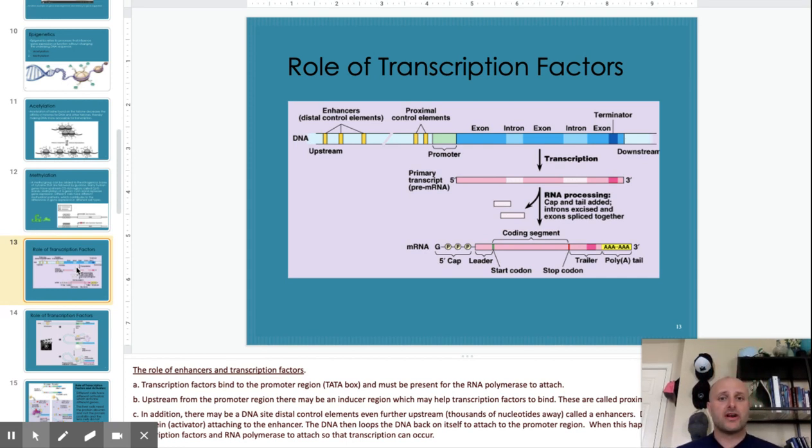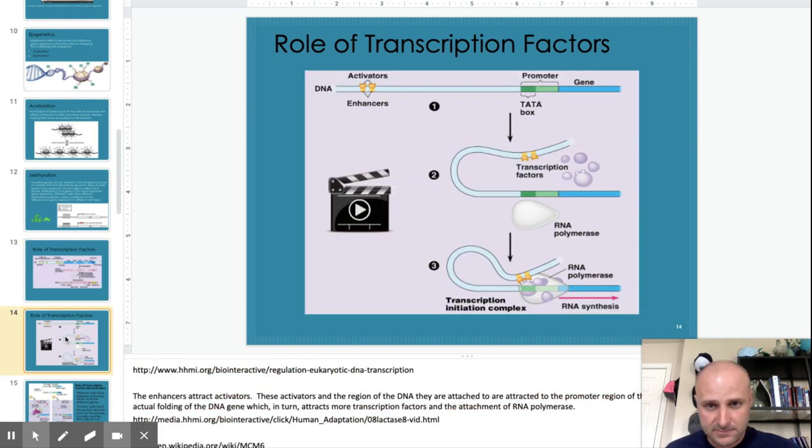There are things called transcription factors, and transcription factors are going to, of course, factor in how often a gene is expressed, because certain genes need to be expressed if you're going to be a skin cell, and other genes need to not be expressed, and then certain genes, if you're going to be a liver cell, need to be expressed. And these transcription factors must be present for the RNA polymerase to attach. You can read about them here. We have enhancers. And we also have proximal control elements, and you can read about them here. And they're going to help turn on or turn off genes.